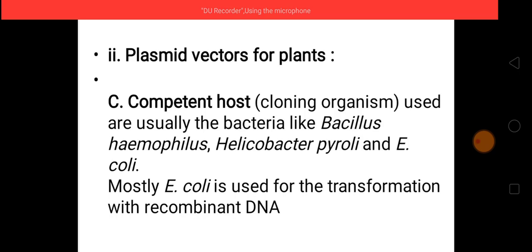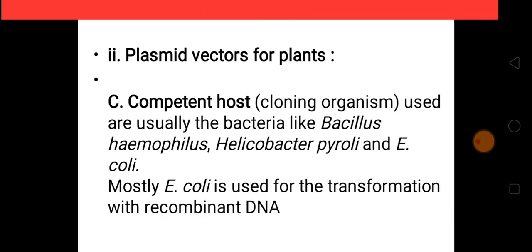Another plasmid is pBR. These are useful for the multiplication of the desired gene in the host cell, or Escherichia coli bacteria. But this desired gene is then introduced into the higher plant with the help of Ti plasmid. So they are isolated from the Agrobacterium tumefaciens.